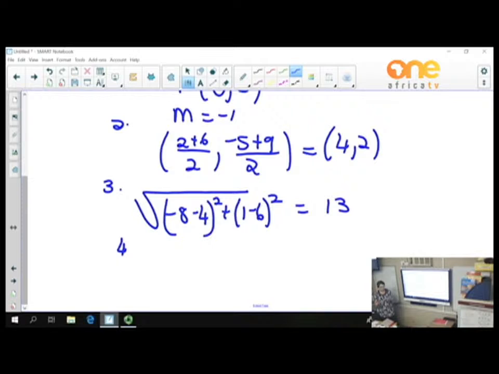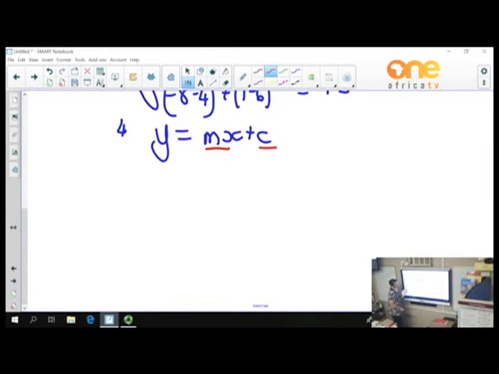A straight line passes through 2 points. Work out the equation. What do you want to do? Y is equal to mx plus c. So I need to find m and I need to find c. That's what I want to do now. How do you get m? With a gradient formula. So it's 8 minus 5 over 6 minus 0, which is 3 over 6, a half.